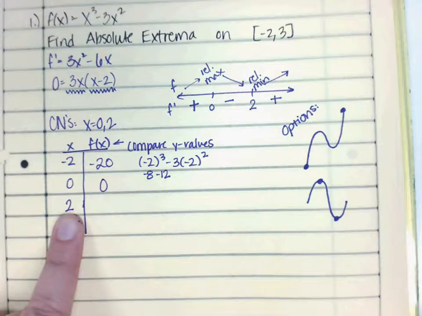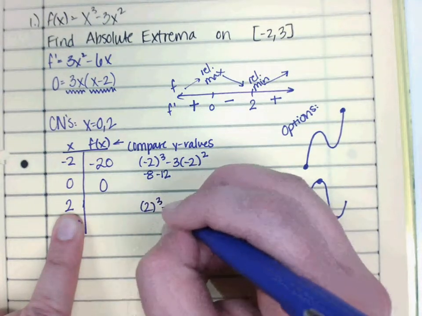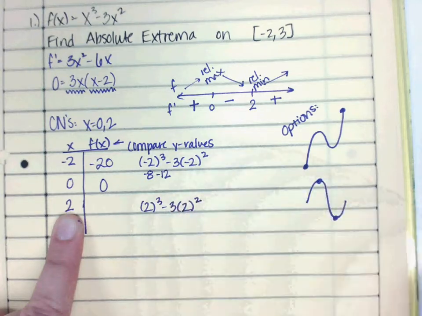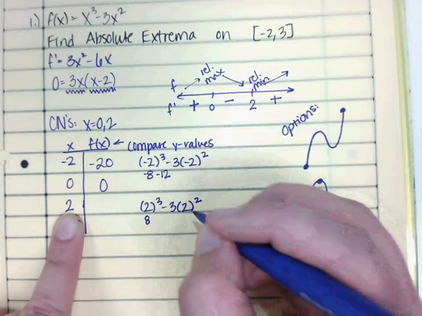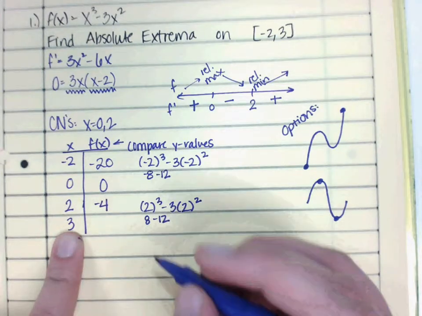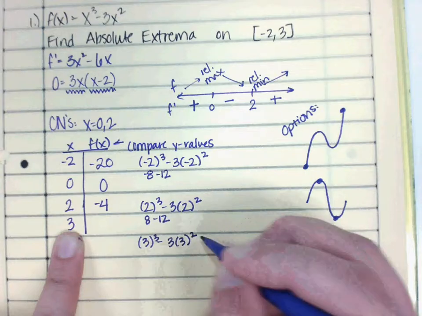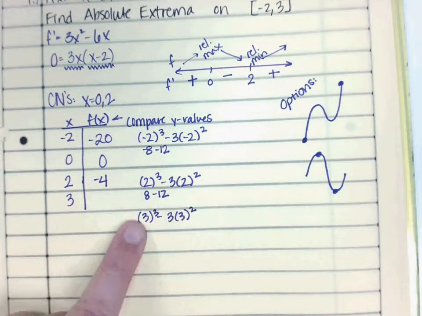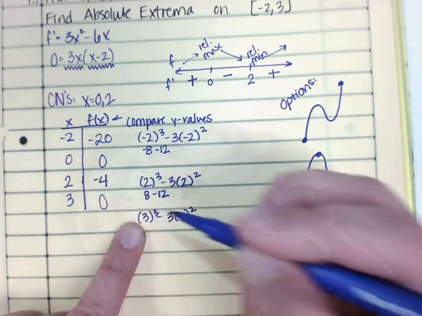Next, we're plugging in 2. So I'd have 2 cubed minus 3 times 2 squared. Okay, well, 2 cubed is 8. 2 squared times 3 is minus 12. What's 8 minus 12? Negative 4. And then at 3, I'd have 3 cubed minus 3 times 3 squared. Well, that's 27. That's 27. If I do 27 minus 27, I get 0.